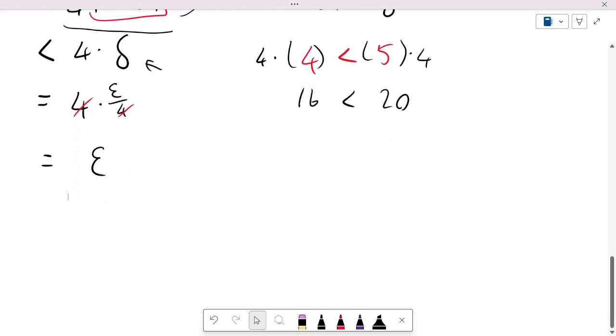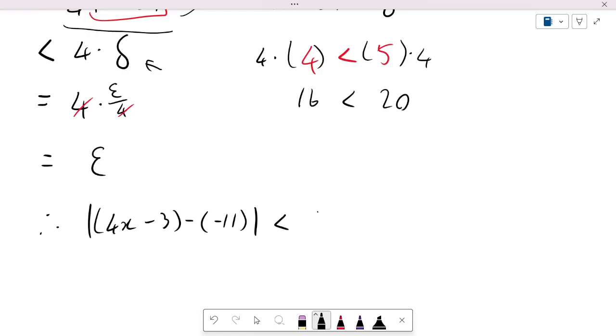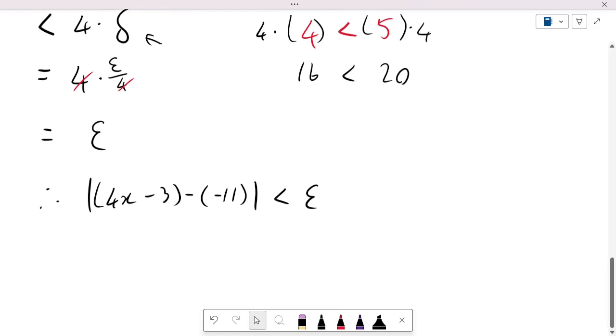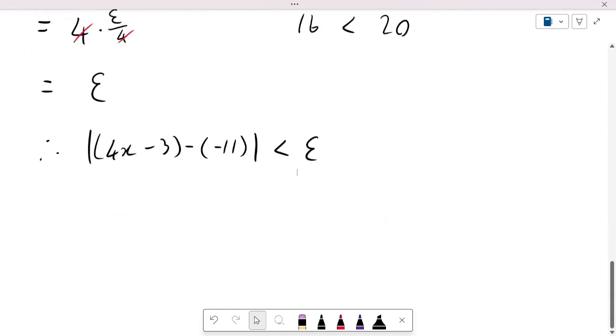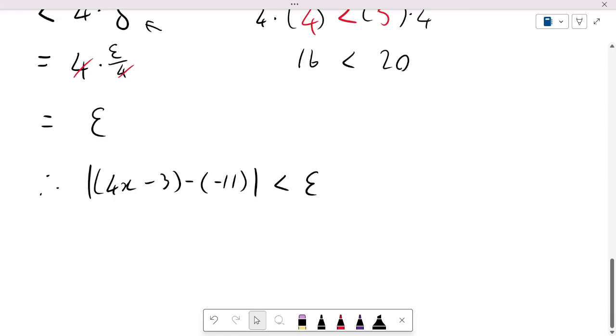That's what we're saying. So you can conclude that we have the absolute value of 4x minus 3 minus negative 11, which is less than epsilon in our case over here. And then therefore the limit is going to be true. Therefore we have actually proven, using the precise definition of a limit, that the limit is true.